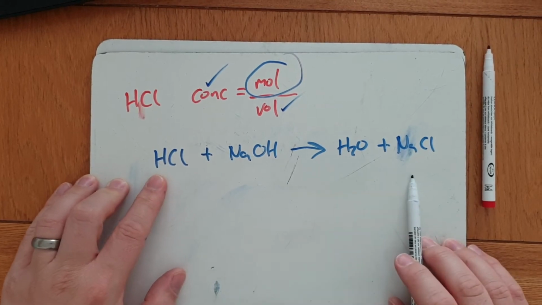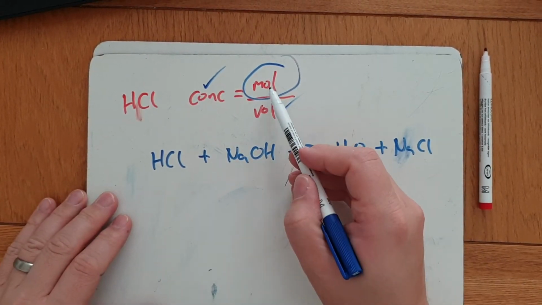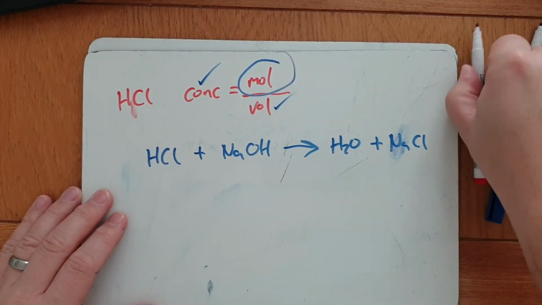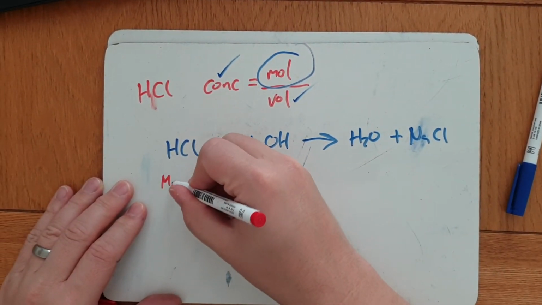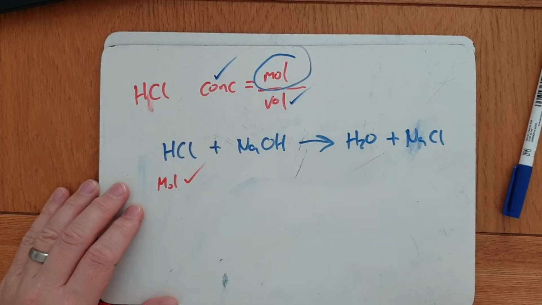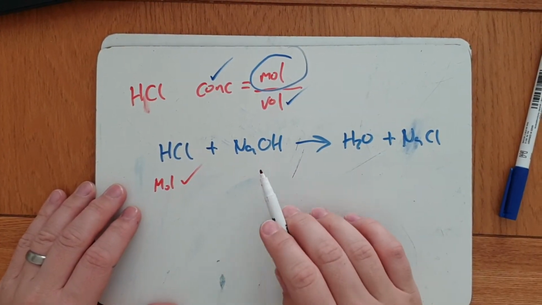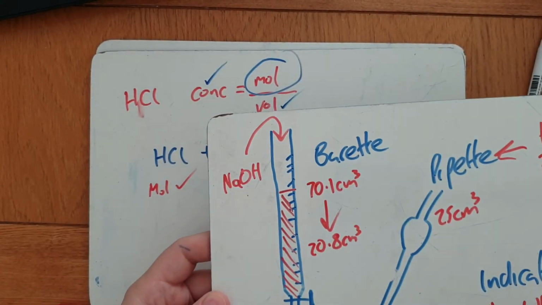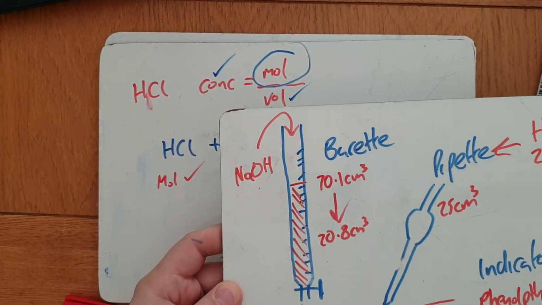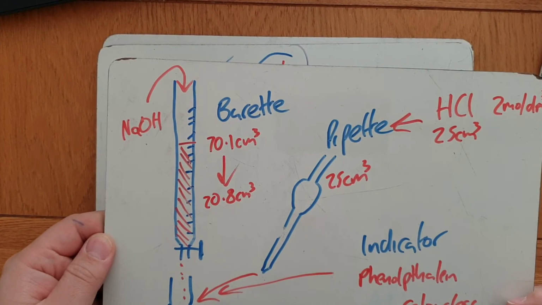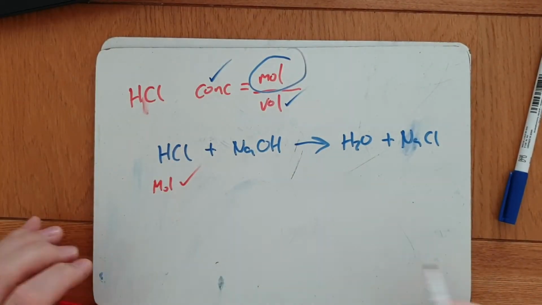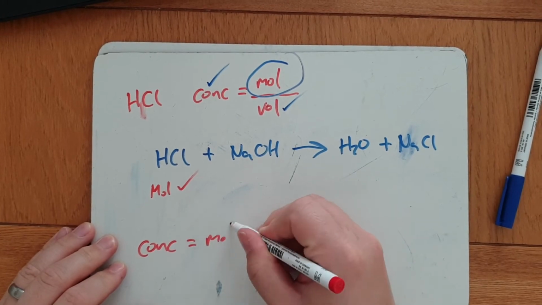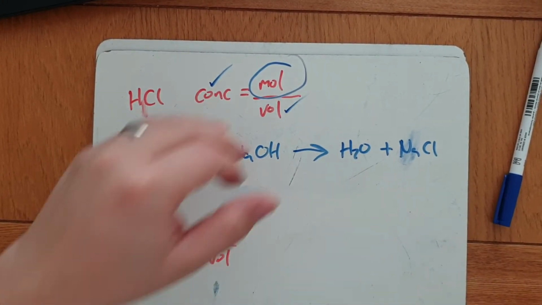They've neutralized each other. We've managed to work out exactly how many moles of this. So we know how many moles of HCl we've got. That's really, really useful. The reason we were doing all of this, we wanted to find out what the concentration of NaOH was. So if we want to know the concentration of NaOH, concentration equals moles over volume.